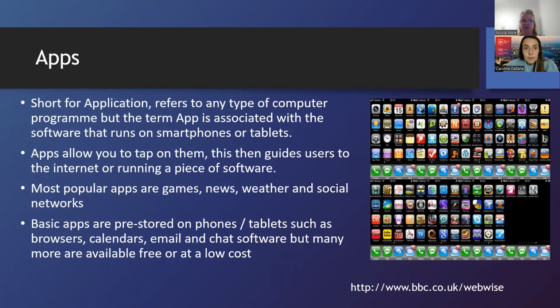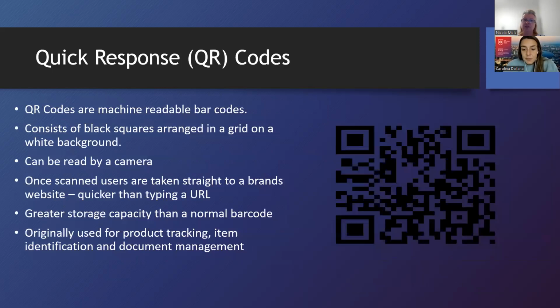QR codes. So they are machine-readable barcodes. Little black squares arranged in a grid on a white background. I'm sure you're all familiar with them, and they can be read by a camera. Once you scan it, you're taken straight to a brand's website, and it's quicker than typing a URL or a web link. It's got greater storage capacity than a normal barcode.